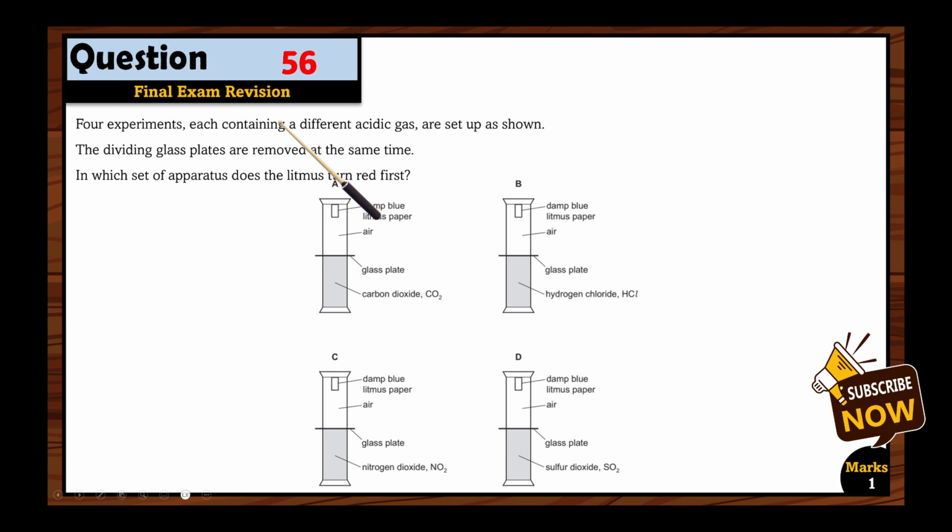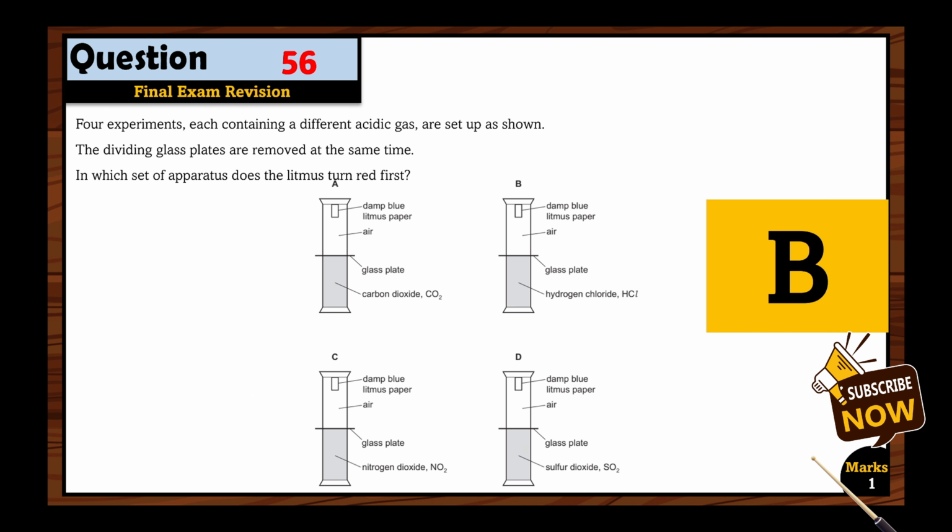Question number 56. Four experiments, each containing a different acidic gas, are set up as shown. The dividing gas plates are removed at the same time. In which set of apparatus does the litmus turn red first? So which will change the litmus paper red? One has carbon dioxide, the other is HCl, one is nitrogen dioxide, and the fourth is SO2. Again, you have to find the molecular mass, and you will find that HCl has the lowest molecular mass compared to all these other gases. So option B is right.